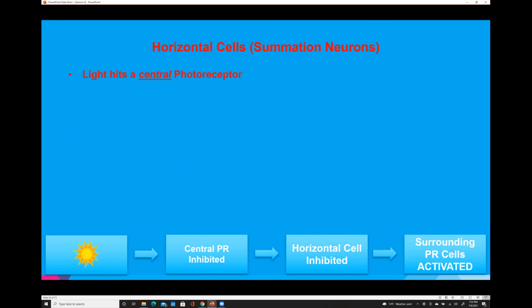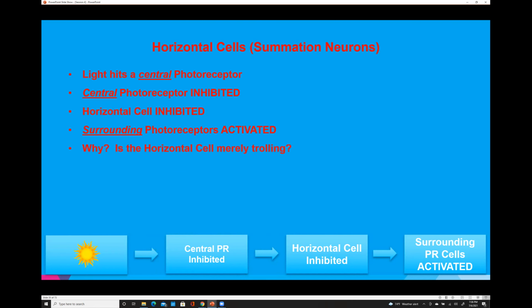What's going on? Light hits a central photoreceptor. The central photoreceptor is now inhibited. Remember, when light hits the photoreceptor, it inhibits or inactivates that photoreceptor. So he's no longer secreting glutamate. Thus the horizontal cell is inhibited. Thus the surrounding photoreceptors are activated.